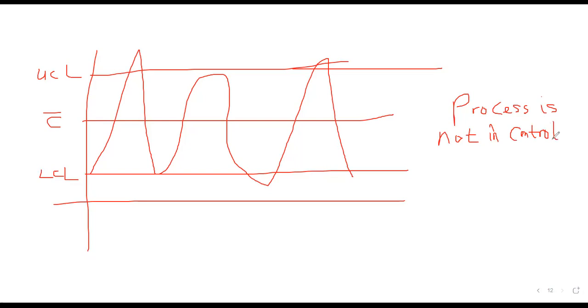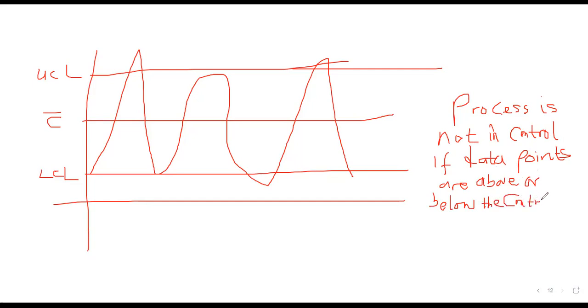Why is the process not in control? If data points are above or below the control limits, meaning the process is not in control.